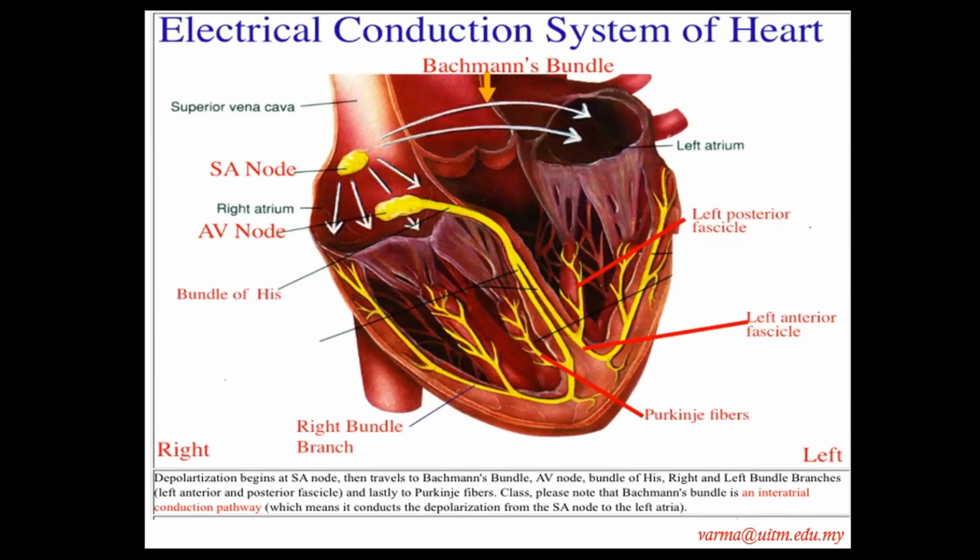Number one is your SAN. From SAN, the impulse goes to AVN. So the second component is AVN. Next, the bundle of His. Conduction system number 3, bundle of His. Then it goes into your Purkinje fibers. Then you have your right bundle branch and left bundle branch. So 5 components: SAN, AVN, and so on. Don't worry about the Bachmann bundle and all these things. We talk about the simplified version.